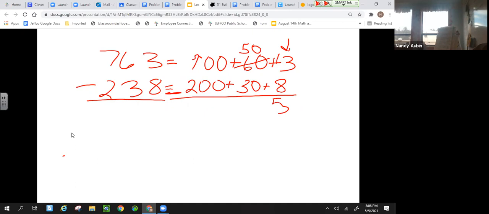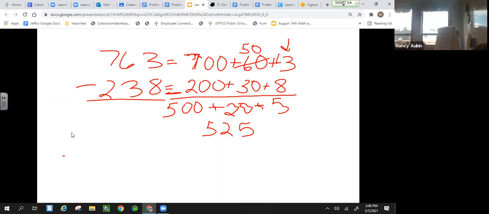And then 30 is 20. This is a 7. Then 700 minus 200 is 500. And then when you add it all up, what do you get? 525. All right. So you're getting better at it. That's called the expanded form.